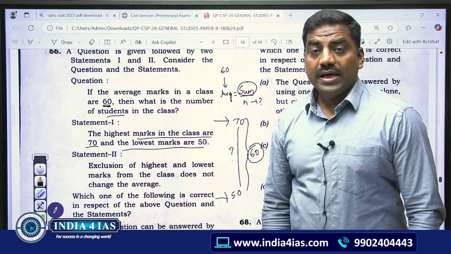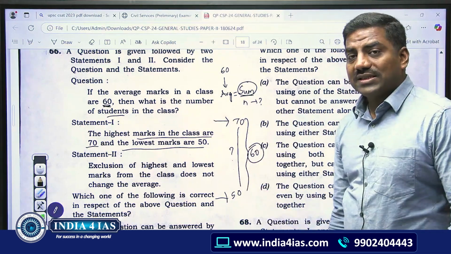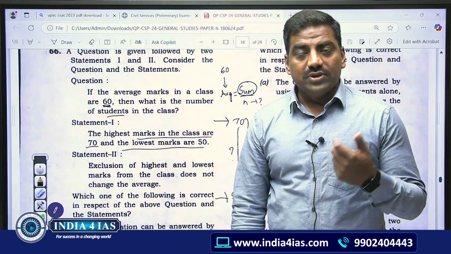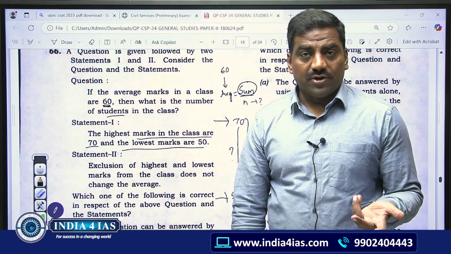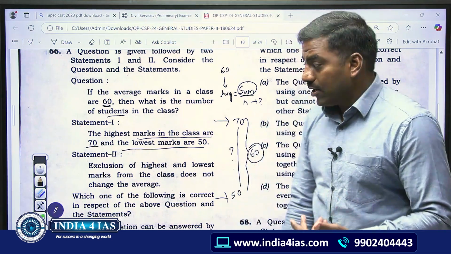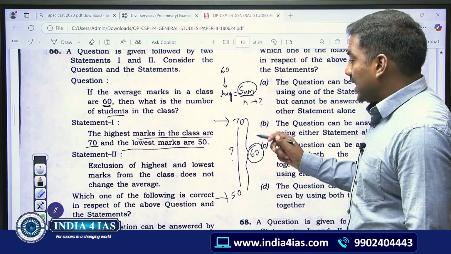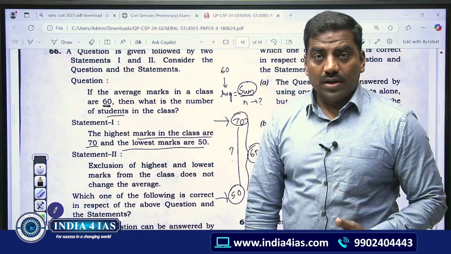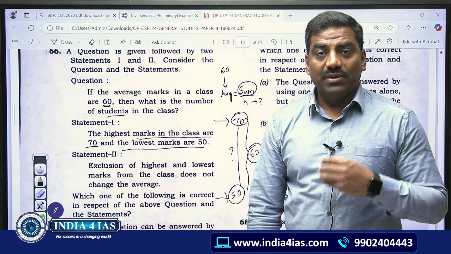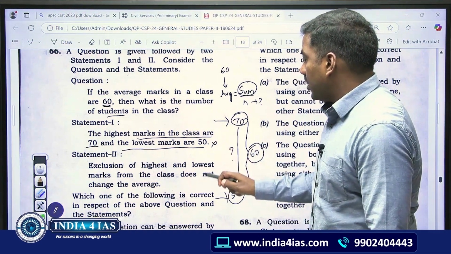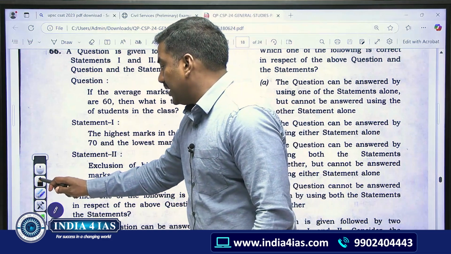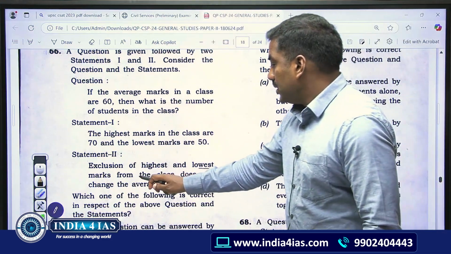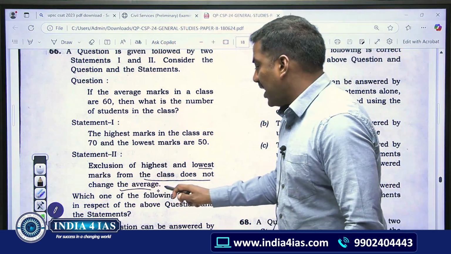I can match with any number. I will just put everyone's marks as 60, 60, 60. Let there be 1000 students, let there be 10 students, let there be 5 students, any number of students for that matter. So here I cannot conclude how many students are there in the class just by knowing the maxima and minima. I have to have the total of the marks or the sum of the marks. So statement 1 alone cannot help. Then statement 2: exclusion of highest and lowest marks from the class does not change the average.